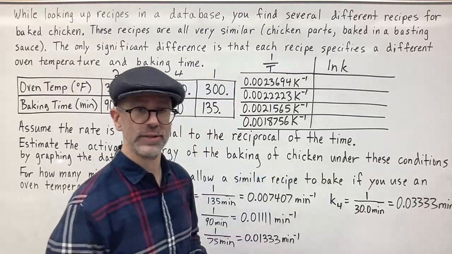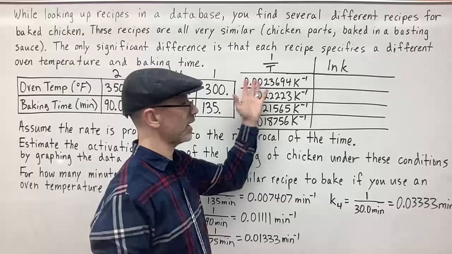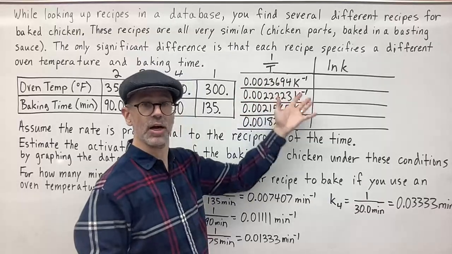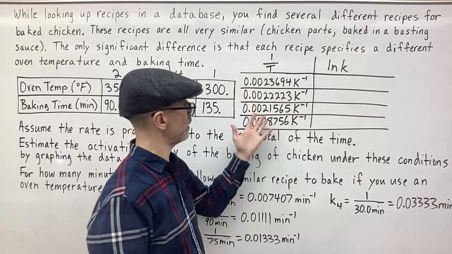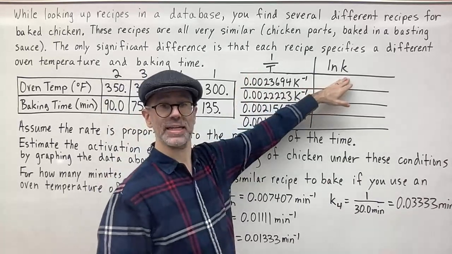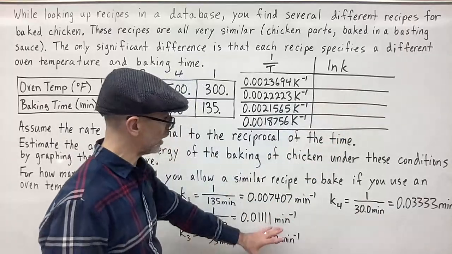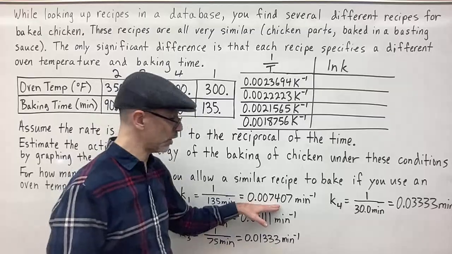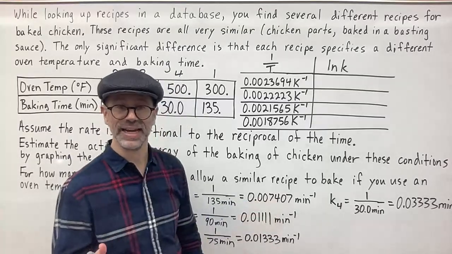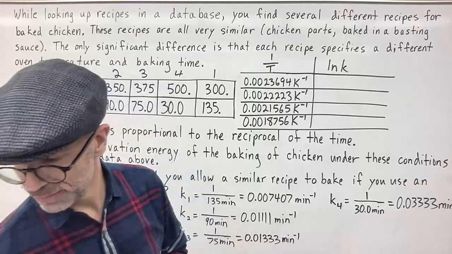Okay, so now I have my table set up. Here's the data that we just calculated a moment ago for temperature, so we got the 1 over temperature. Here's my data. Now I just need ln of k, the natural log of k. I have my k values here, so all I need to do now is plug these values into my calculator and take the natural log. I already did that, and these are the values that I got.